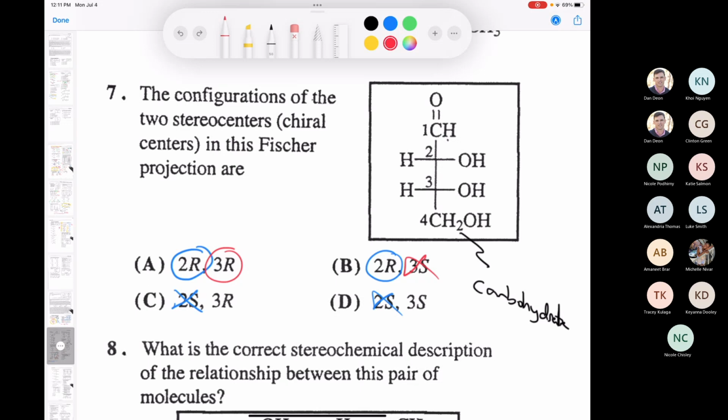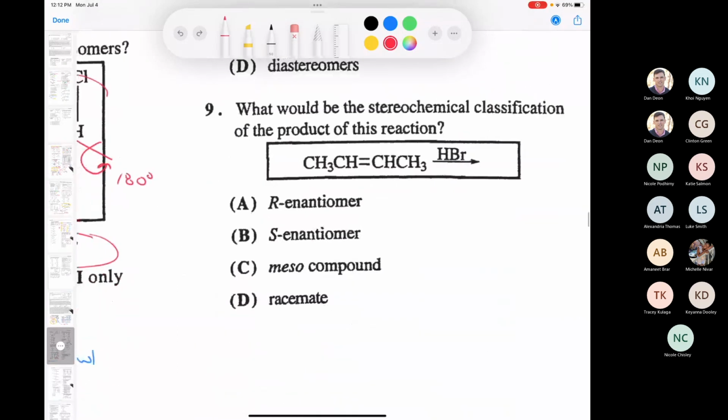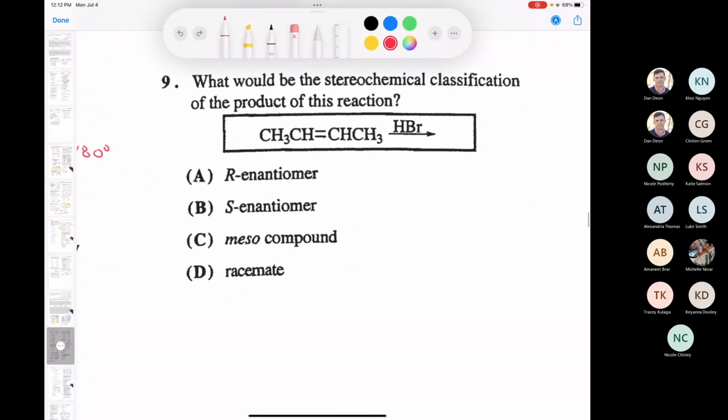Let's take a look at, that was question 7. Let's try question 9. A lot of good stereochemistry questions in here. Ooh, this is a good one because it brings reactions into it. Mr. Dion likes reactions. It says, what would be the stereochemical classification of the product of this reaction?